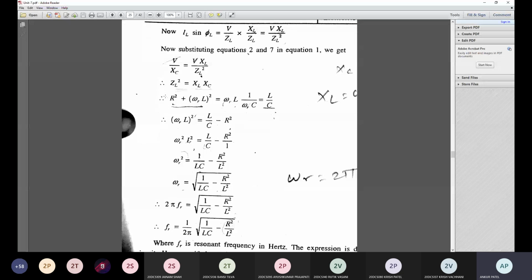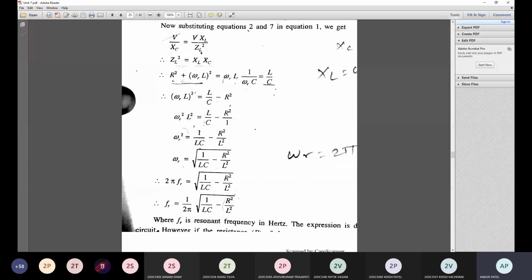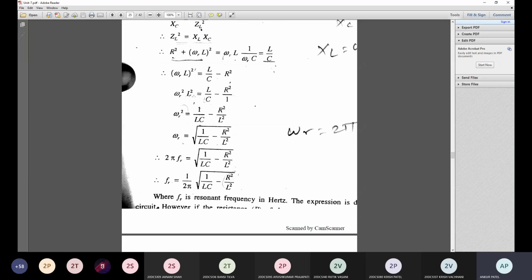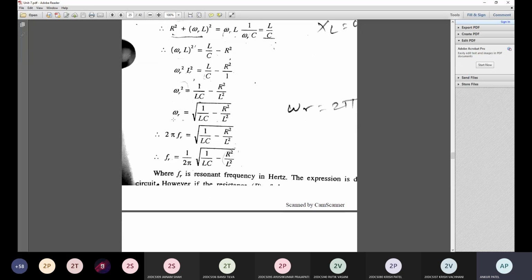ZL square is nothing but R square plus XL square, which equals omega L into 1 upon omega C, that is XL and XC. So omega cancels, and it is L by C. By transferring R square to the RHS, we have omega L whole square equal to L by C minus R square. So omega square L square is equal to L by C minus R square. So you can write omega square is equal to 1 upon LC minus R square by L square. By removing the square, we have omega equal to root of 1 upon LC minus R square by L square.